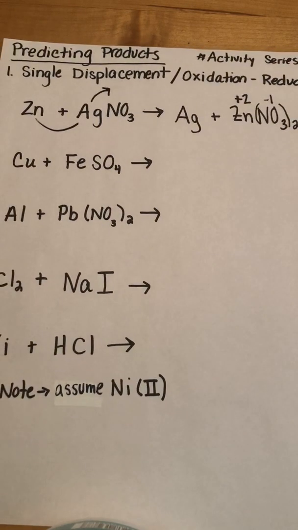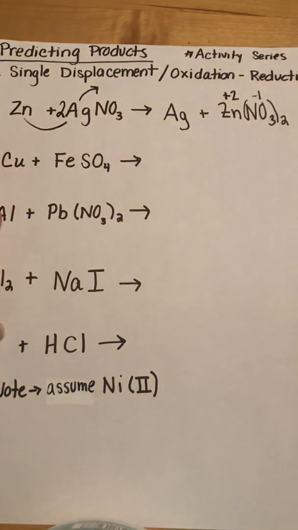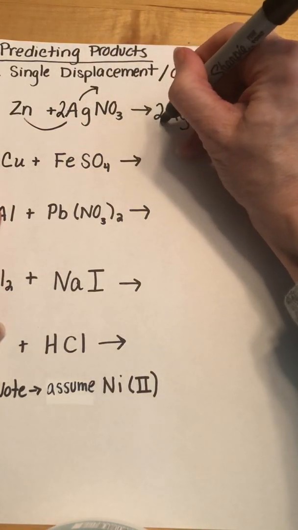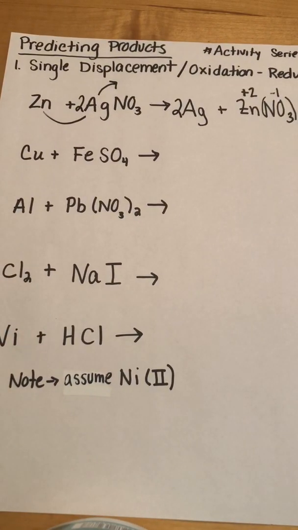My last step whenever I'm predicting products is just to balance. So I have 2 nitrates over here. I need a coefficient of 2 to balance out the nitrates, and then I have 2 silvers, so a coefficient of 2 to balance out the silvers. All right, let's look at the next one.